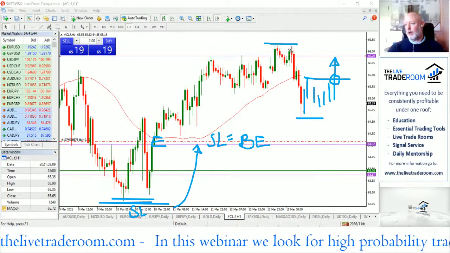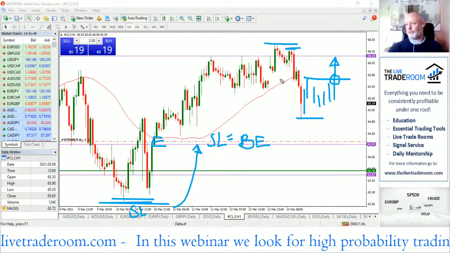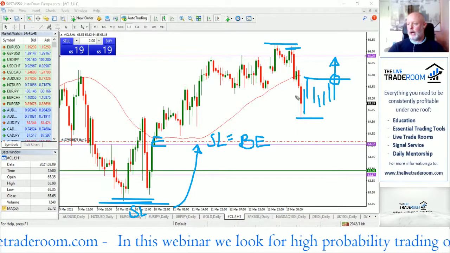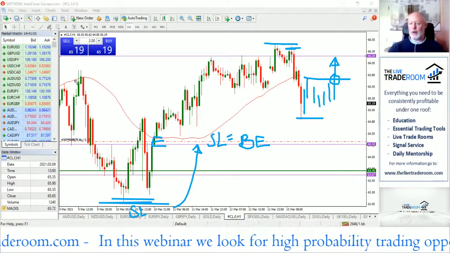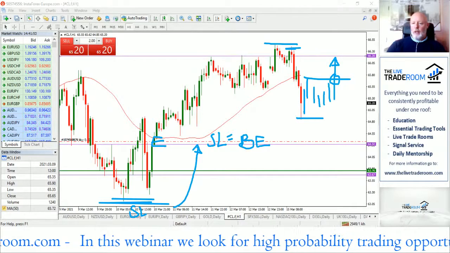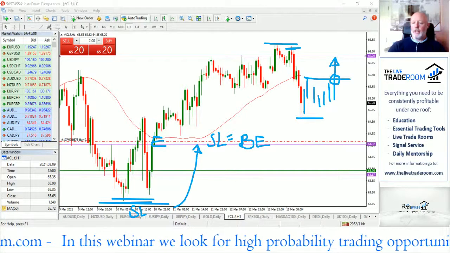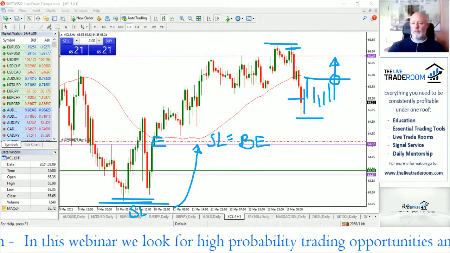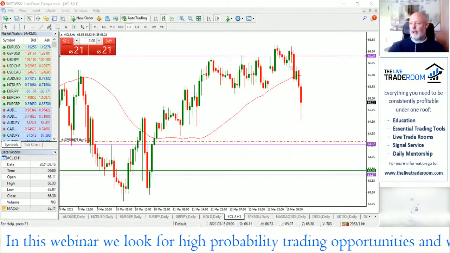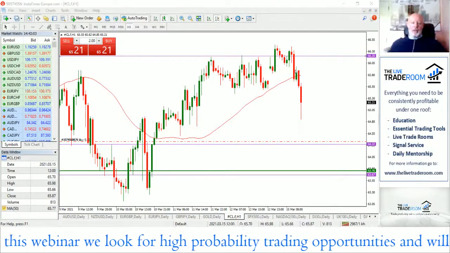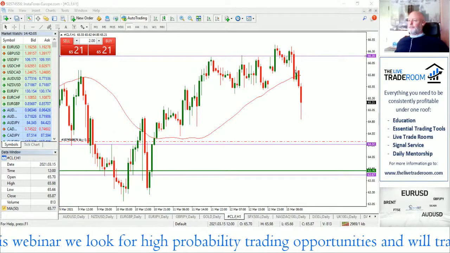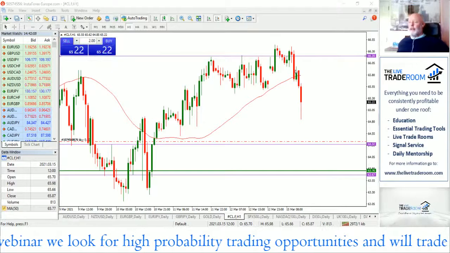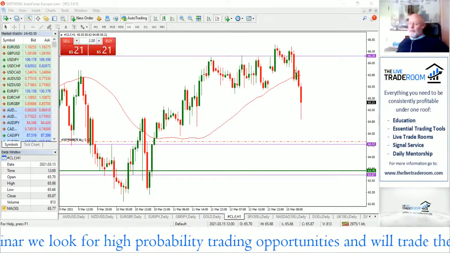And now we can tolerate the pullback, which is what we're currently experiencing now. This is your pullback trade. And if you think of the psychology of what's happening, there is a bit of liquidation. There's a bit of profit taking up at these highs, which is fine. We know that's the case.